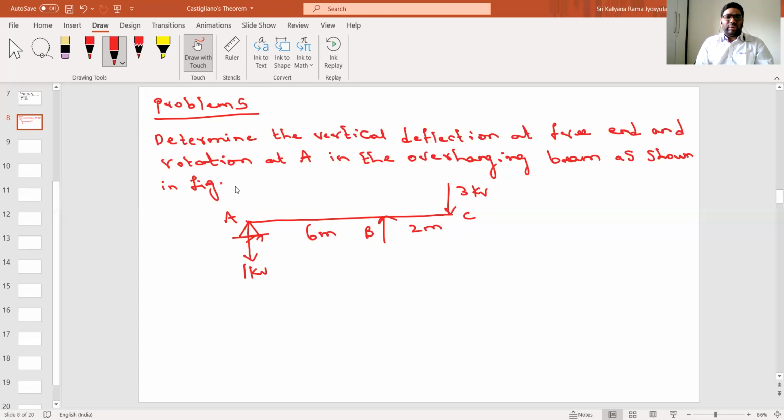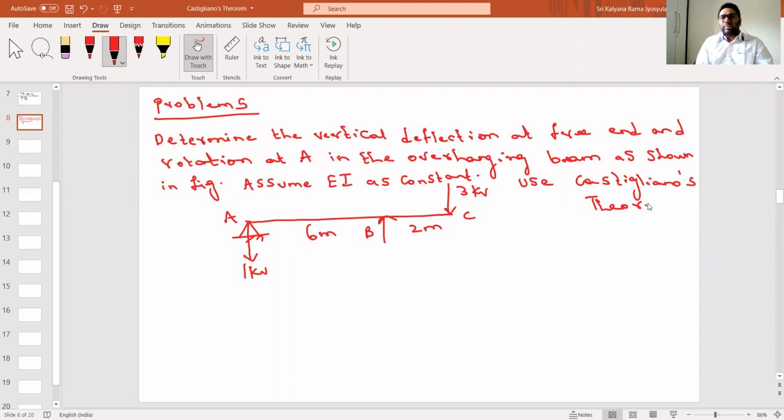So here in the question itself, you write it like assume EI as constant, and you can say that use Castigliano's theorem. So now, this is the beam that is given to us to solve the problem.